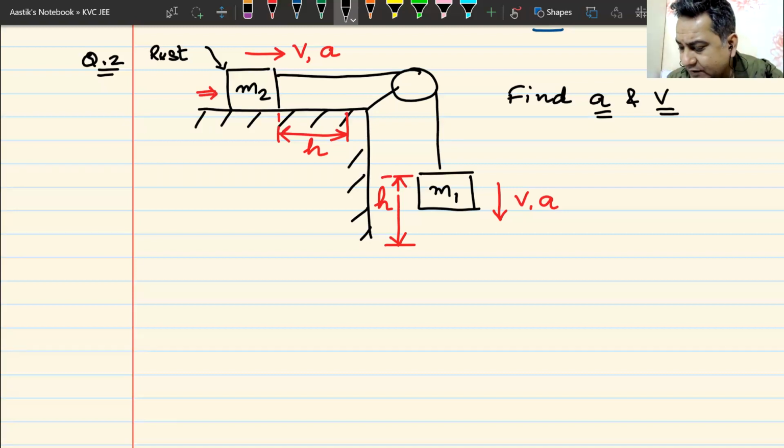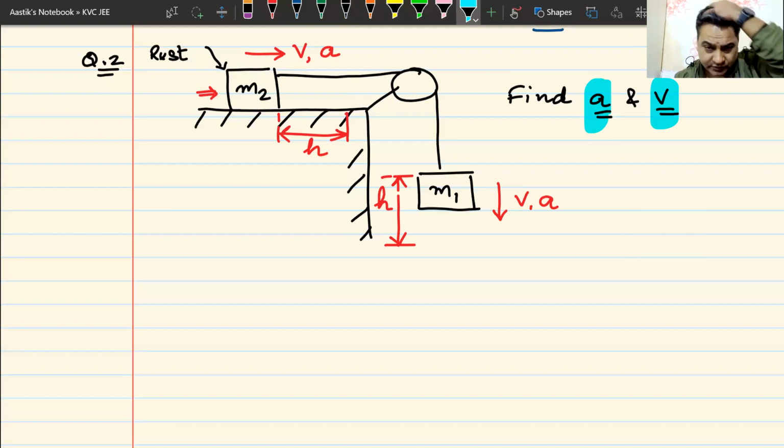I hope everyone is trying the question. The first step is to find out acceleration. I think most of us know it. The second step is to find out the velocity v. Can anyone help me out in telling me the steps? How are we going to do this? Okay, I'll give you 1 more minute to think.